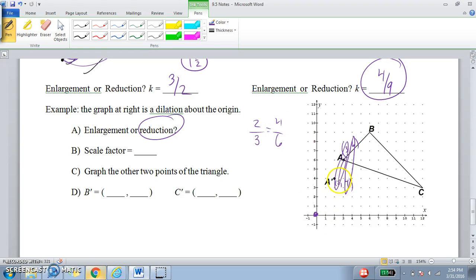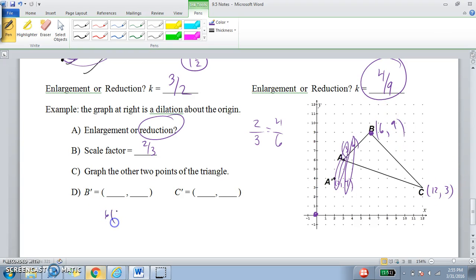So all you do is take the coordinate, just like we did when we had the scale factor and we had to find the image, we multiplied the coordinates by that scale factor. Now we're dividing the coordinates of the image by the coordinates of the pre-image. So the scale factor would be 2/3. It's 2/3 as large. And then graph the other 2 points. So we take these coordinates, whatever these are. So B is at 6, 9, and C is at 12, 3. So we take all those coordinates and multiply them by 2/3.